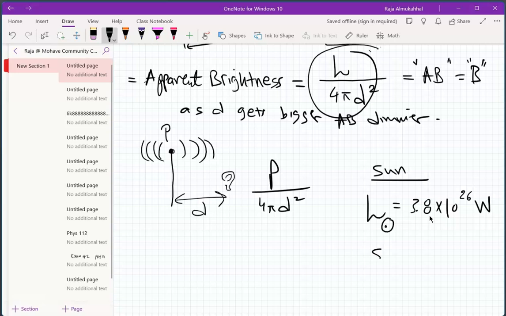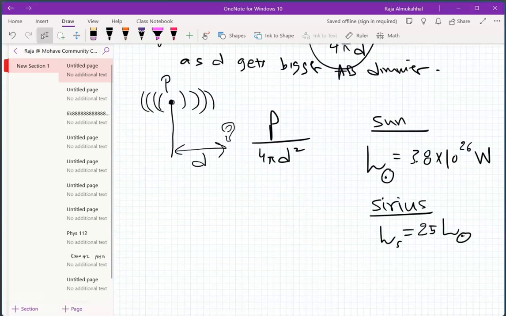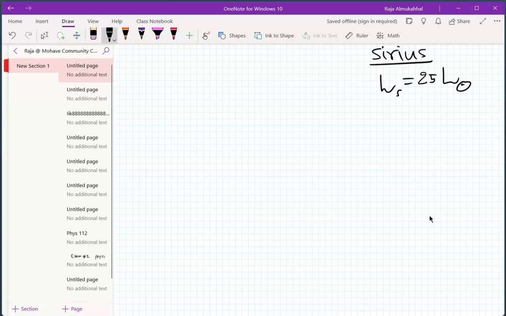Another example would be the star Sirius, which is the brightest star in the night sky to the naked eye. It's roughly 25 times as luminous as the sun. What that means is the power it gives off at the source. Okay, good. Let me stop here regarding luminosity. I want to move on to the next topic, and then I'll come back to luminosity.